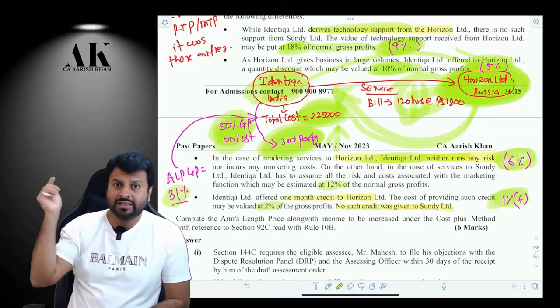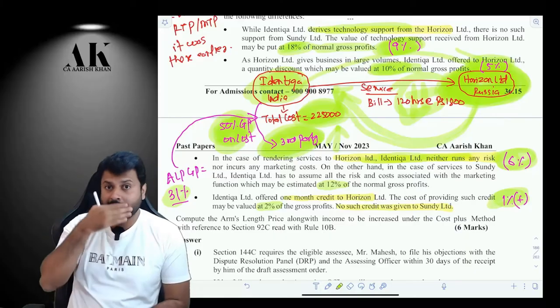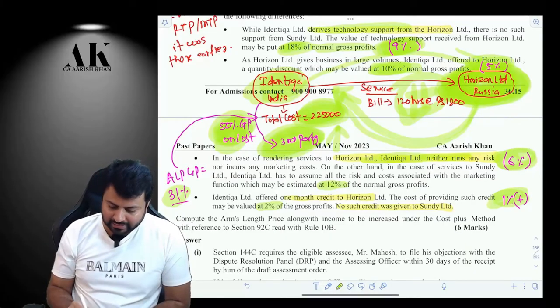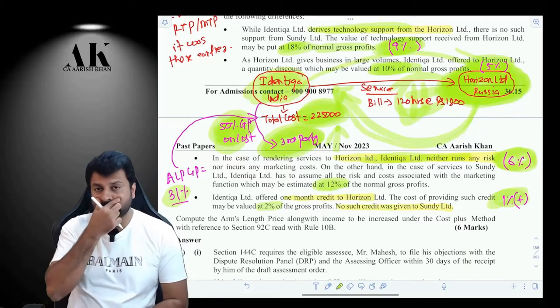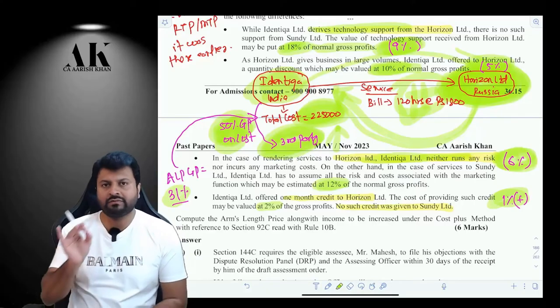The profit has to be higher there. And in your case, there is no risk. The profit has to be lower. So that much I have to reduce again. Therefore, again, here it is how much? 12% of normal GP. 12% of normal GP will come to 6%. So the first, second, and third point will be reduced from 50%.